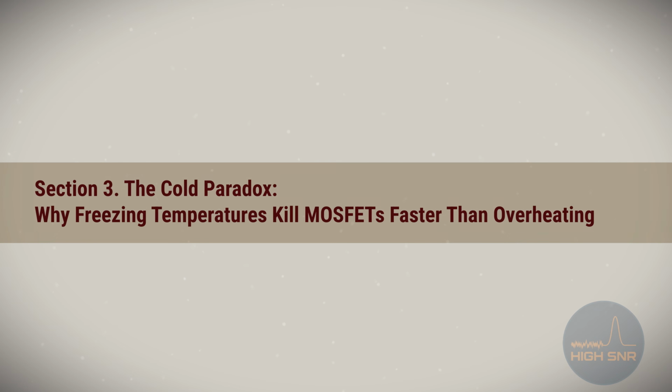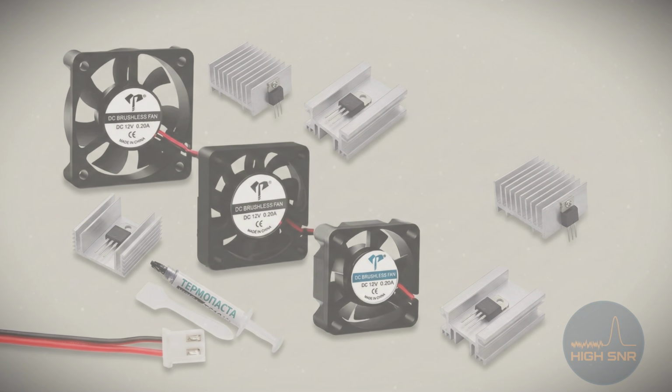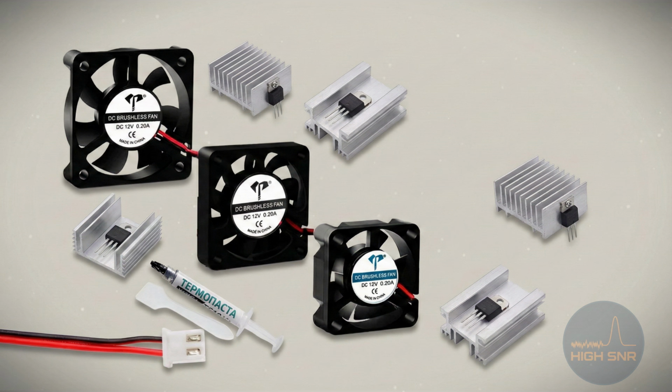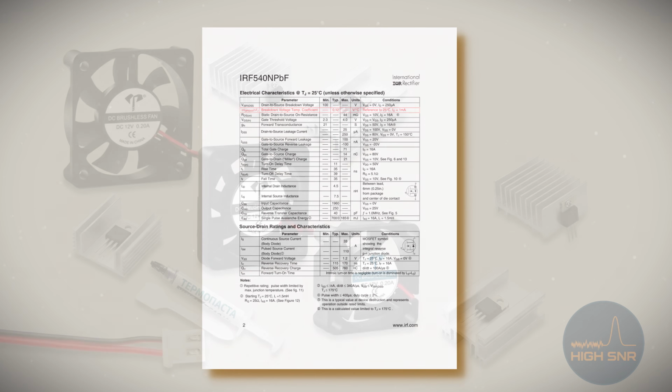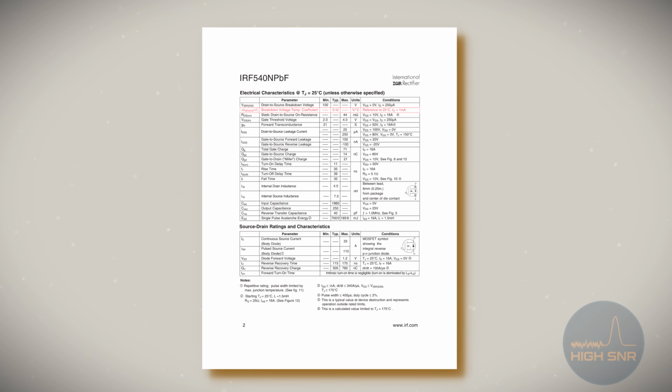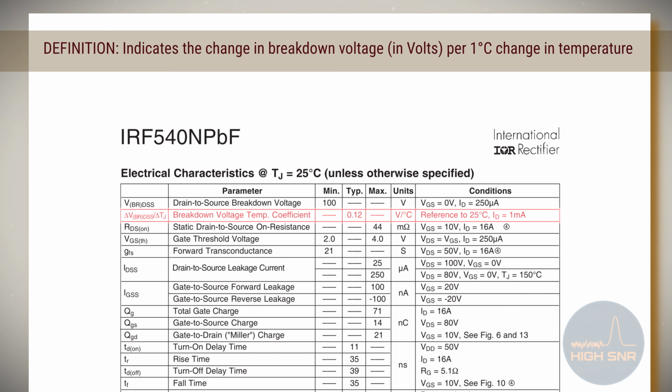Section 3. The cold paradox. Why freezing temperatures will kill a MOSFET much faster than overheating. We are all very accustomed to fighting against overheating. We use massive heat sinks, cooling fans, thermal paste, and so on. But silicon MOSFETs have a very specific inherent property. They possess a positive temperature coefficient for their breakdown voltage. In practical terms, this means that the colder the silicon die gets, the lower its breakdown voltage becomes.